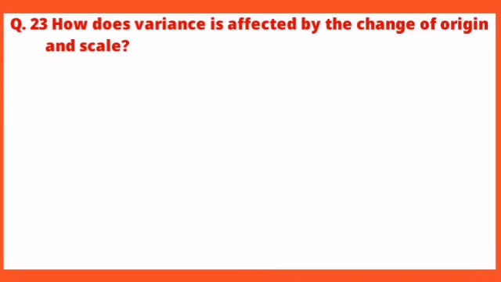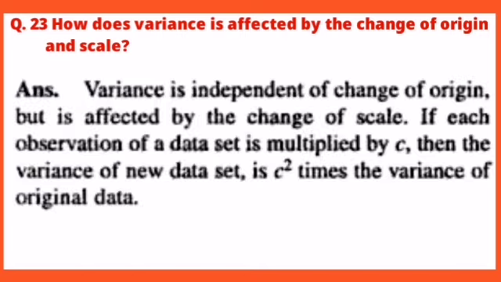Question 23. How is variance affected by the change of origin and scale? Answer. Variance is independent of change of origin, but is affected by the change of scale. If each observation of a data set is multiplied by c, then the variance of the new data set is c squared times the variance of the original data.